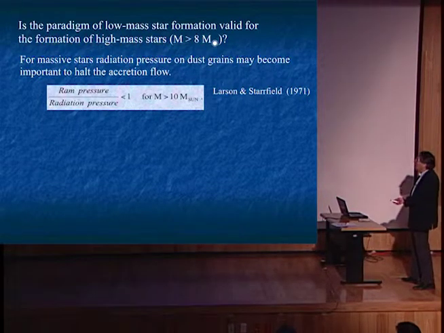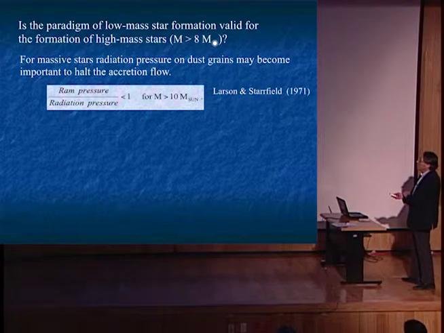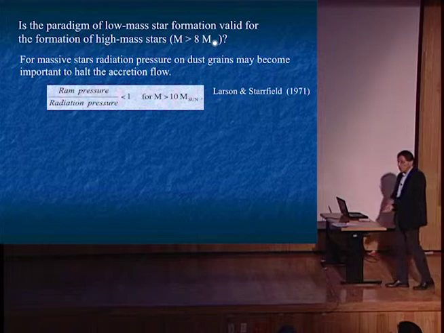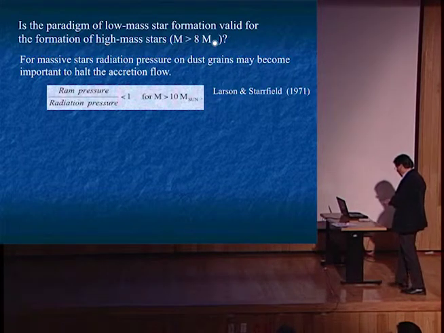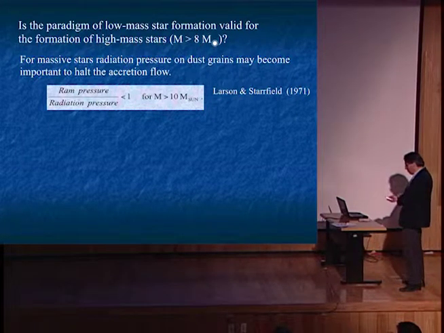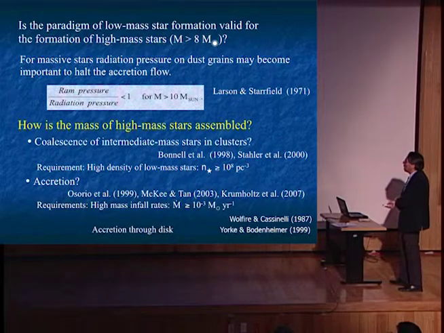And for this kind of stars, when the ratio of gravity to radiation pressure is less than 1, which is happening for massive stars, then of course you halt the collapse. So the question, of course, is how do you form massive stars? How does the mass assemble?